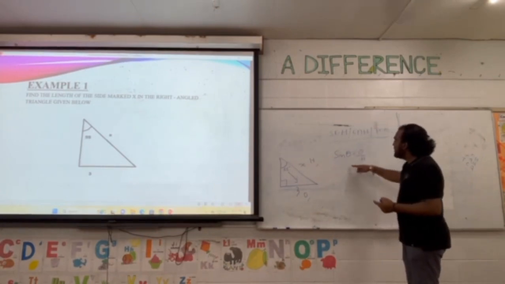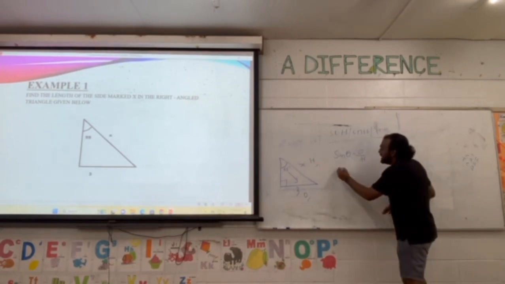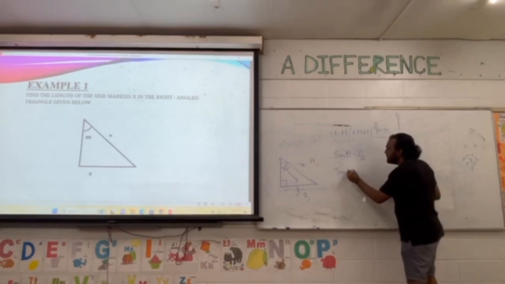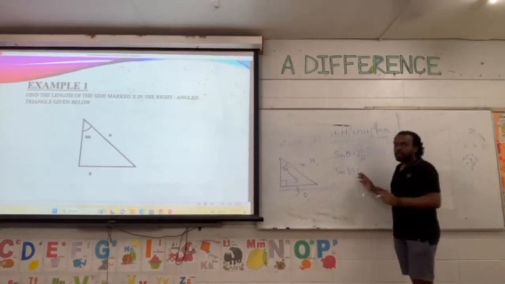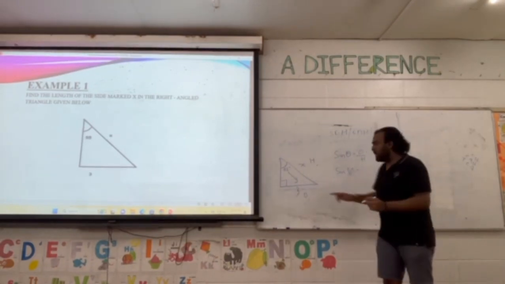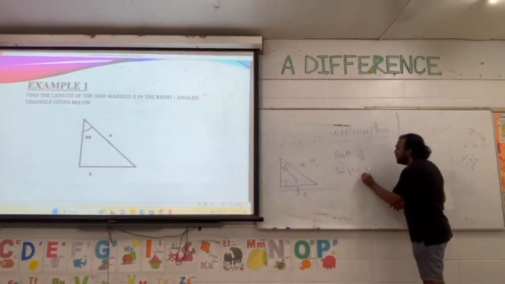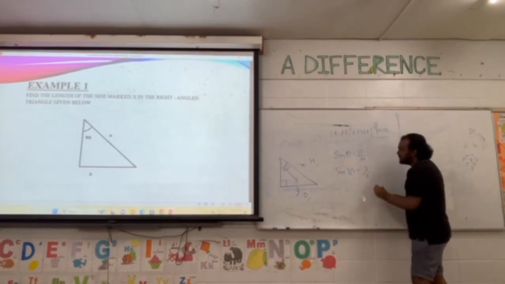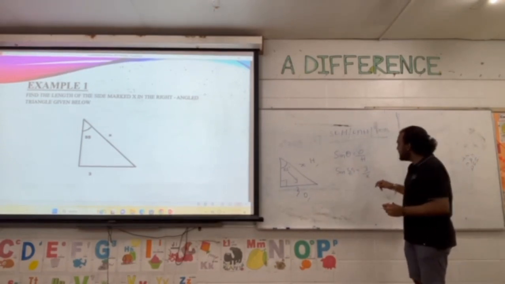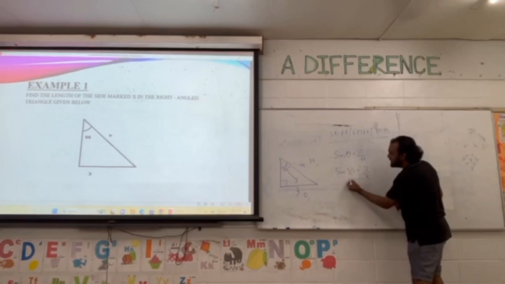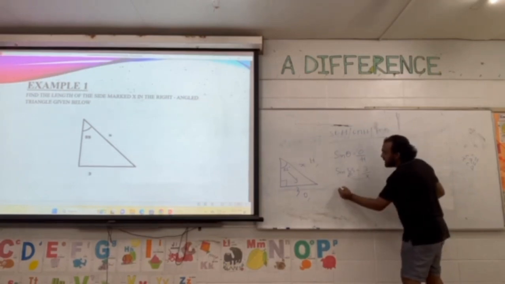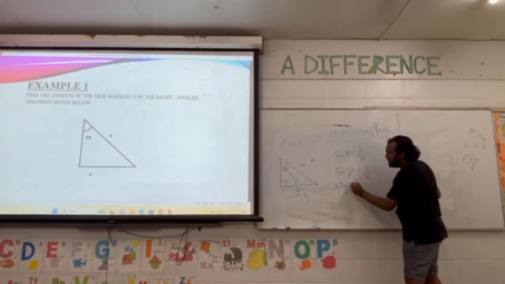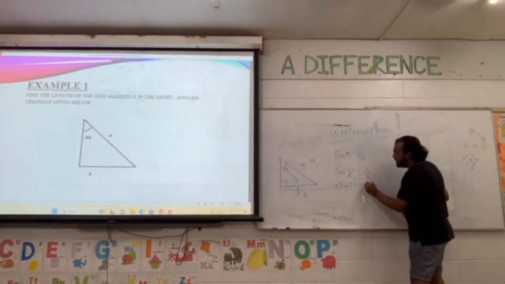Then we have sine, with theta as 55, and we know our opposite is 3. So we will write 3 over H, and we know that H is our x. Now we are going to solve for x. We'll multiply x to our left hand side, then it will be x sine 55 equals 3.